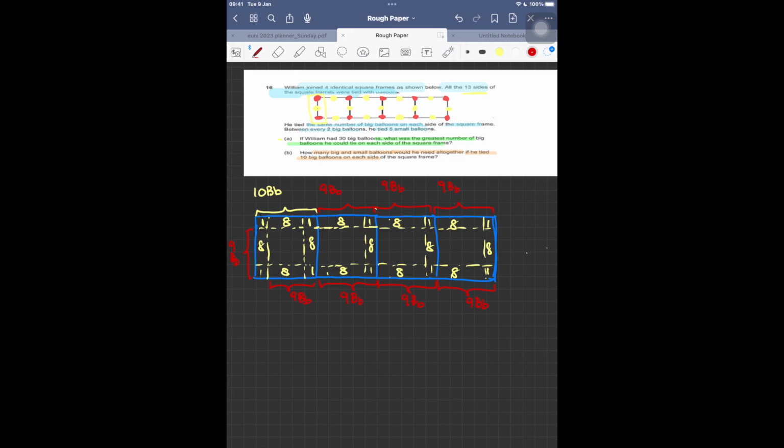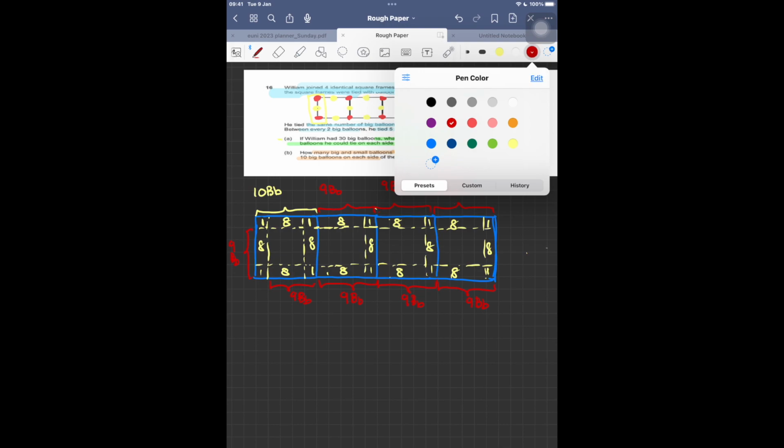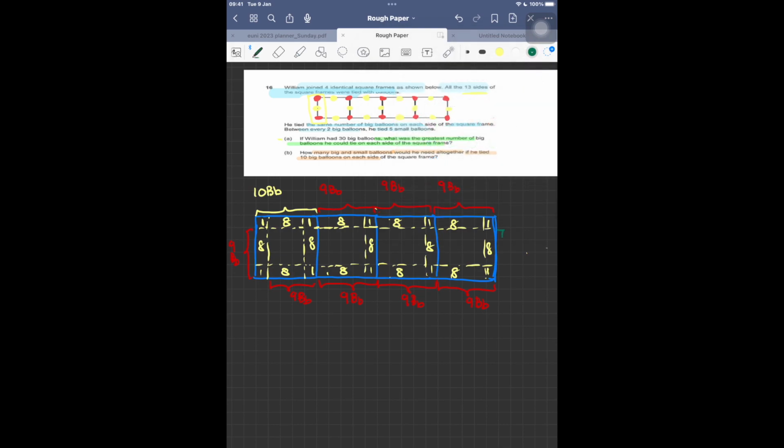Okay, left with the side here. Total is 10 big balloons, right? One side. But this side, I have already counted in this 9 big balloons, and this side, I already counted here. So I can only count 8 big balloons here. Use another color. Over here to here is 8 big balloons. So likewise, here is 8 big balloons.